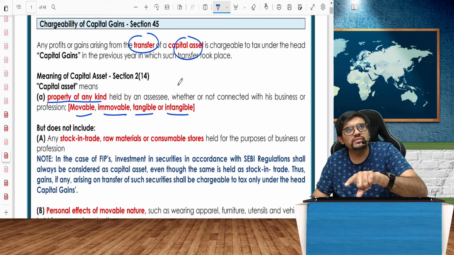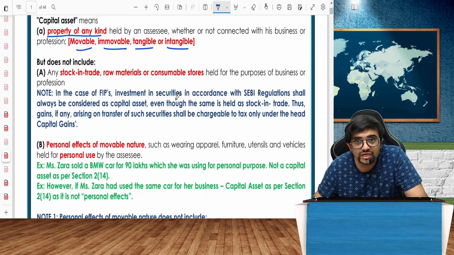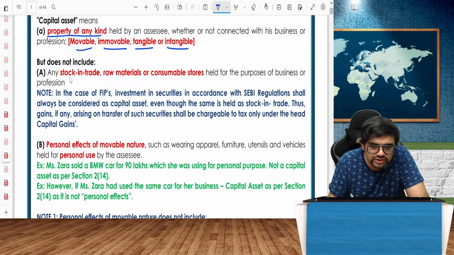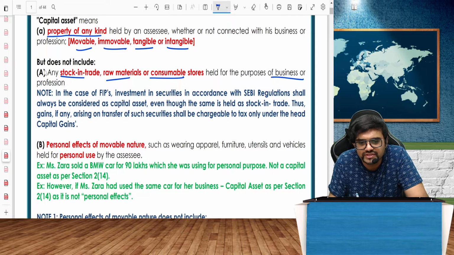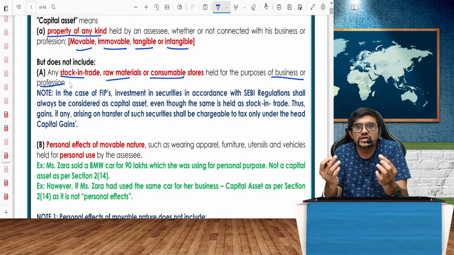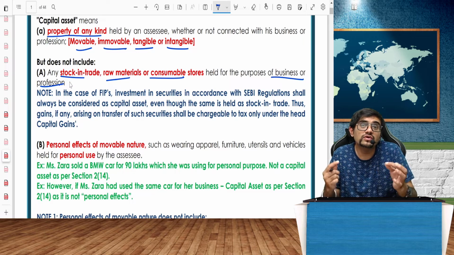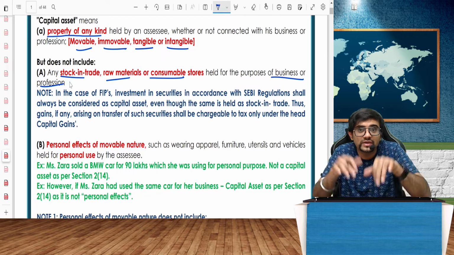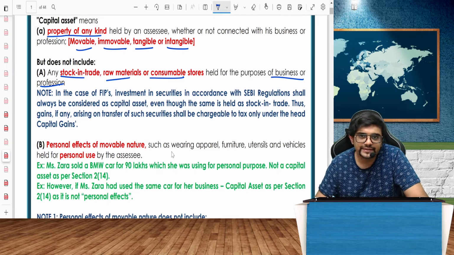Now, is goodwill a capital asset, or was there any amendment? All that we'll see. Don't worry. But it does not include stock in trade, raw materials, or consumables held for the purpose of business or profession. If I have 1 crore worth of jewelry, is it a capital asset? Yes. But if I am a jeweler, will it be a capital asset? No, it will be deemed to be stock in trade.